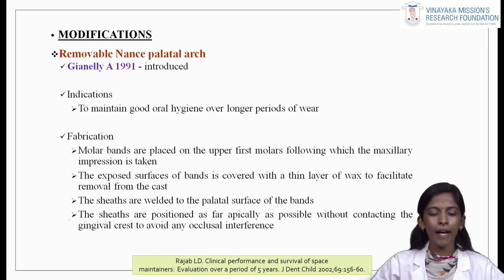Fabrication: molar bands are placed on the upper first molars, following which the maxillary impression is taken. The exposed surfaces of the bands are covered with a thin layer of wax to facilitate removal from the cast. The sheaths are welded to the palatal surface of the bands. Then the sheaths are positioned as far apically as possible without contacting the gingival crest to avoid any occlusal interferences.